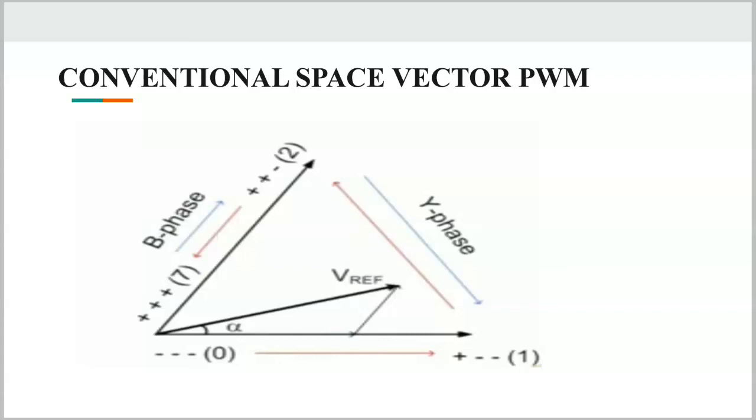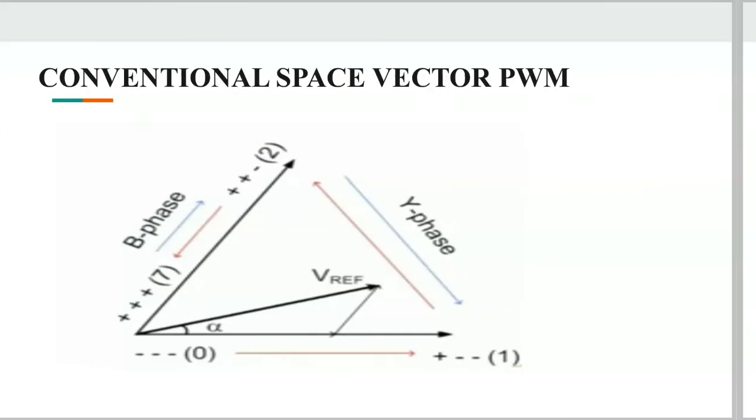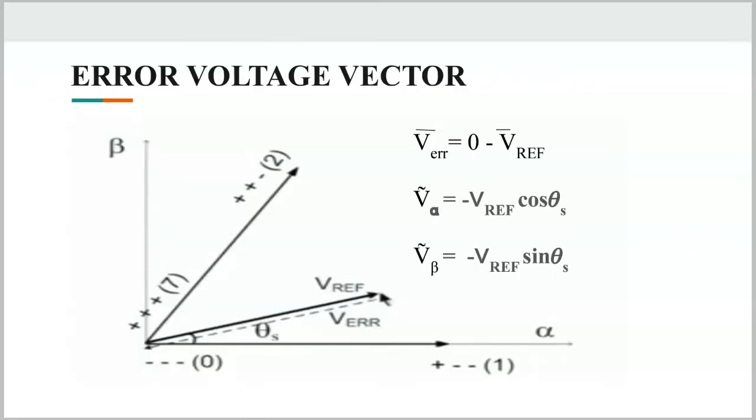Now we are taking this conventional space vector PWM to evaluate the RMS current ripple in the motor. Now we can look at the induction motor drive, operated using a voltage source inverter and switched using conventional space vector PWM, which is shown here. In the next slide, we will discuss the error voltage vector.